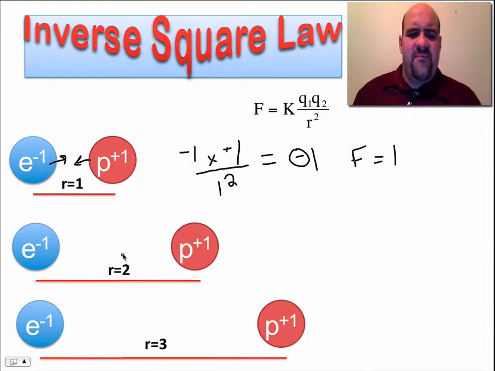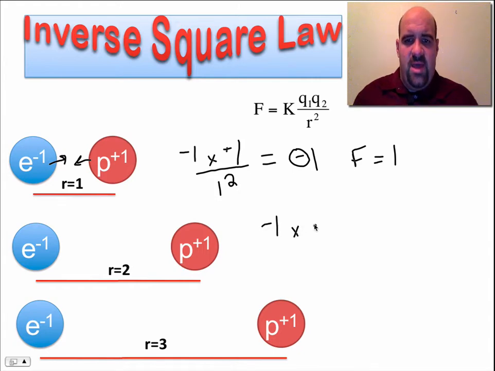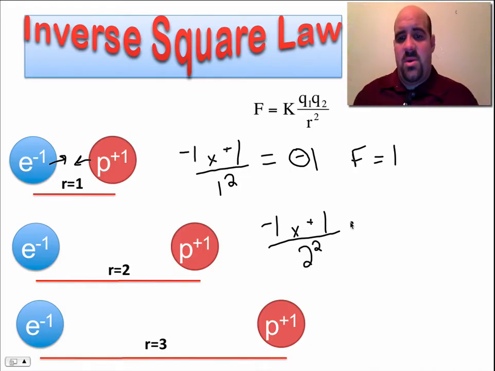Now what happens if we double the distance between these two particles? Well, we have the same numerator. The charge of the first electron is still -1 multiplied by a +1. What happens to the radius? Well, we doubled it. It's now going to be 2 squared. And -1 times 1 is going to equal a -1 over 4.